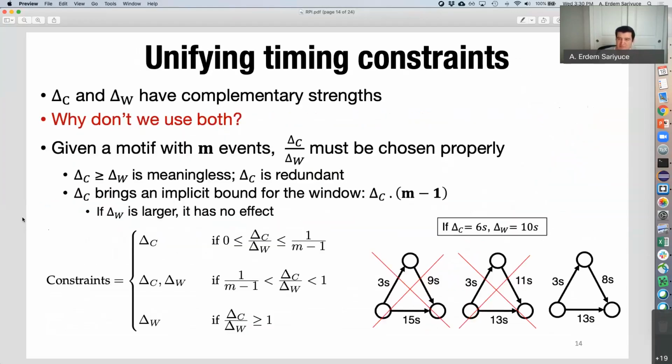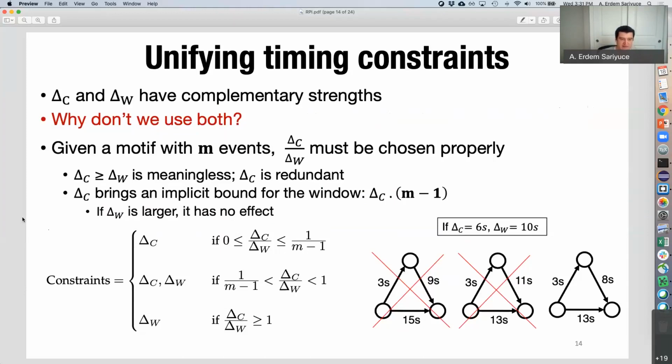So one thing, as I said, this is more like a survey and evaluation, seeing what is proposed by previous works. But one thing that was very obvious was, why not unify those two things? Delta C, delta W have complementary strengths. One is looking for the immediate relevance, the other is more holistic. So why don't you use both? And you can. And given a motif with n events, you should select the ratio of delta C to delta W in a proper way.